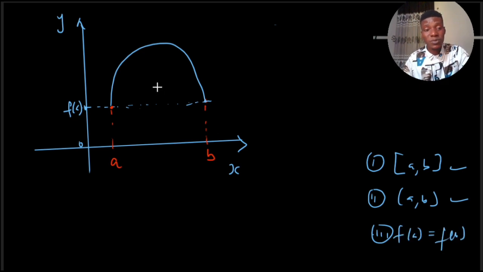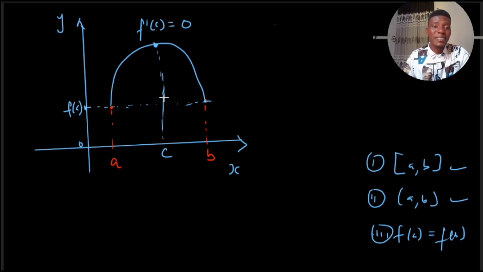So this is what Rolle's theorem is talking about. It says that if these 3 conditions are met, which have been satisfied, then there exists a c on this interval, maybe somewhere around here, such that the f prime of that c is 0. So now, for a better understanding, let's solve some problems.